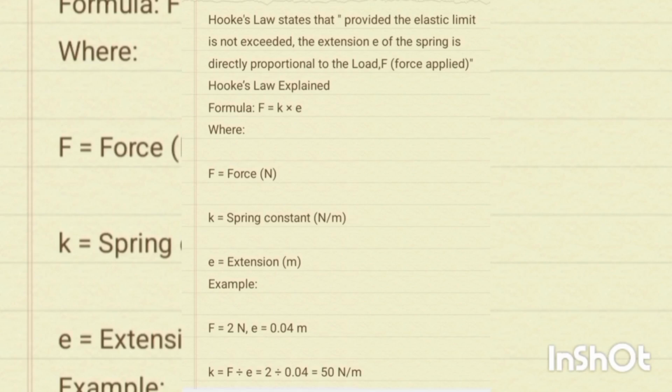And mathematically, F equals K E, where K is our spring constant or elastic constant, and it is measured in Newton per meter. Here we have an example to back it up. We have a load of 2 Newton and the spring extended by 0.04 meters. To now know the spring constant, we need to divide 2 by 0.04 meter, and it gives us 50 Newton per meter as the spring constant.